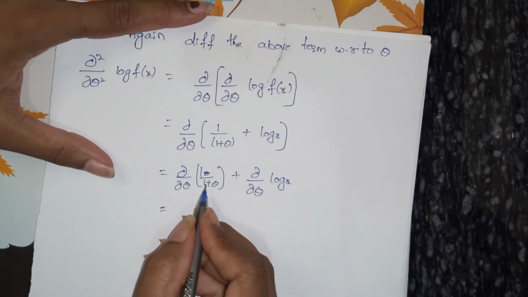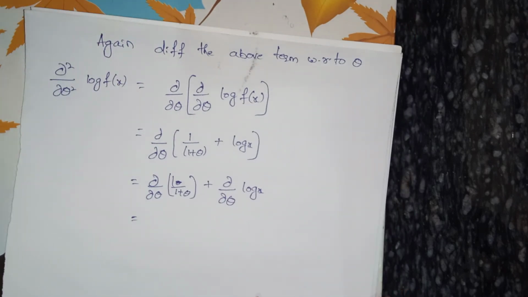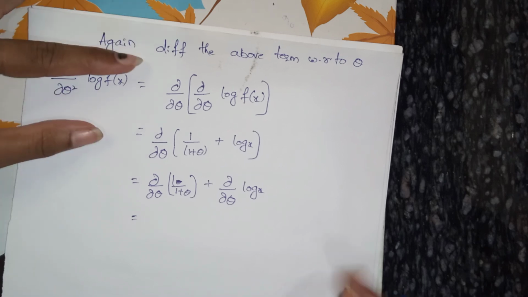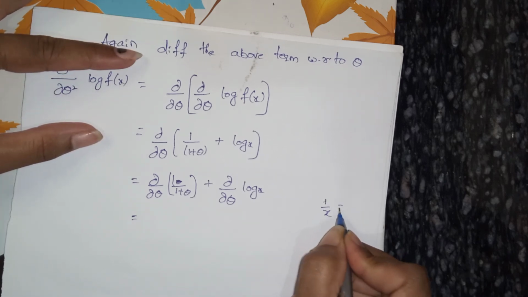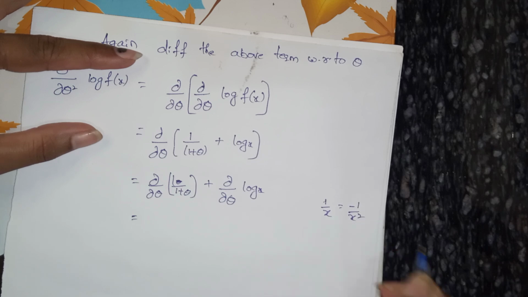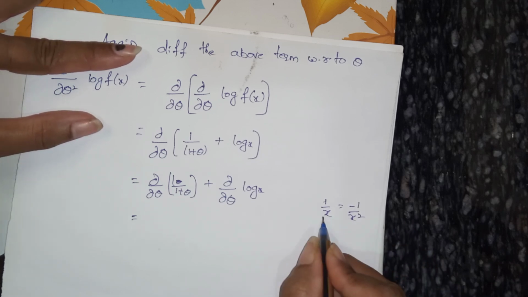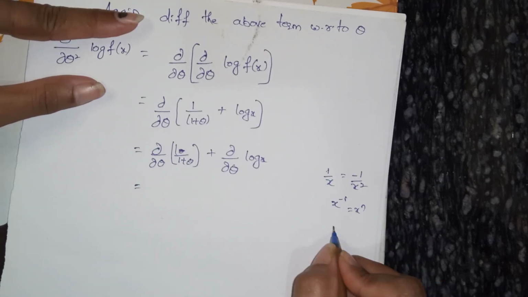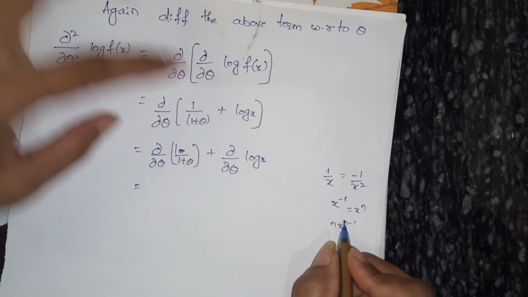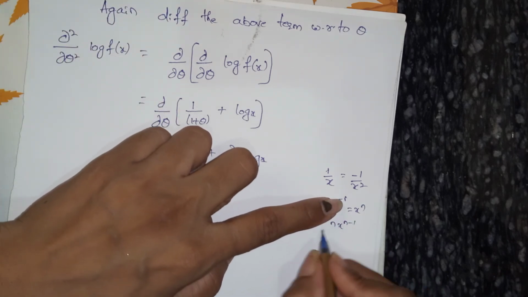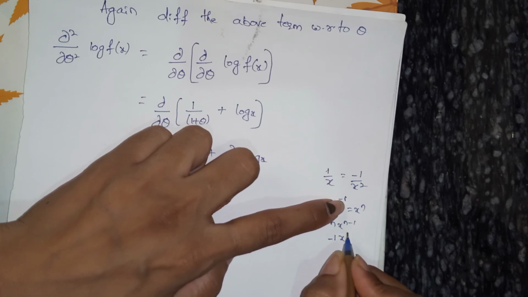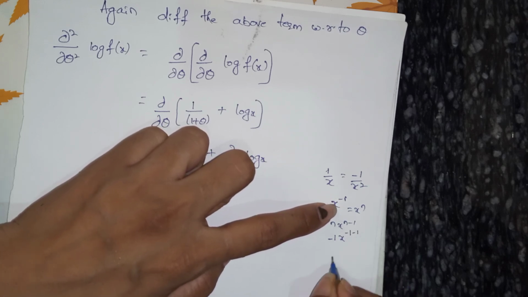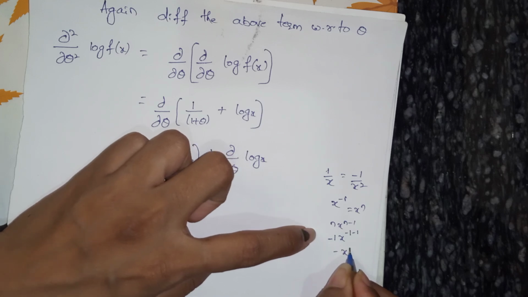So that is nothing but, how much is the differentiation of 1 by x? 1 by x differentiation is minus 1 by x square. Okay, so I will show you. 1 by x we can write in the form of x to the power of minus 1. So it is in the form of x power n. So differentiation for x power n is n into x power n minus 1. So in place of n we are having minus 1. So minus 1 into x power minus 2.